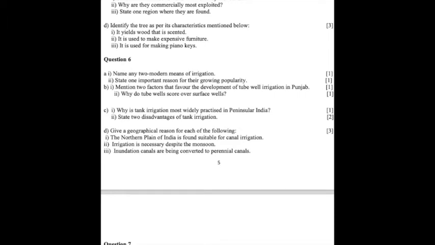Ria, you're next. So question six. Sorry, what was for making piano keys? Ebony. Akash, can you scroll?